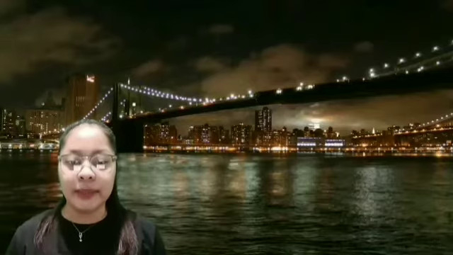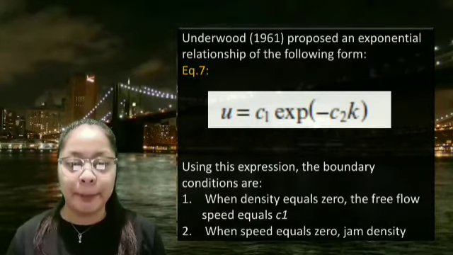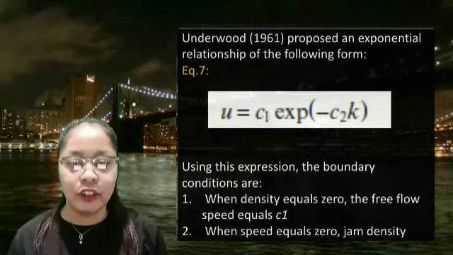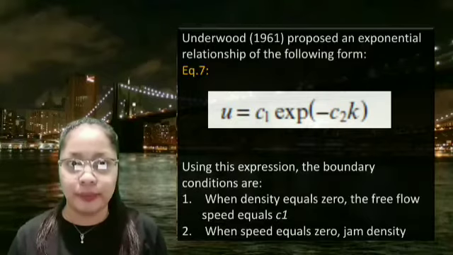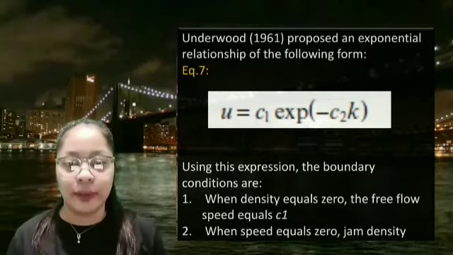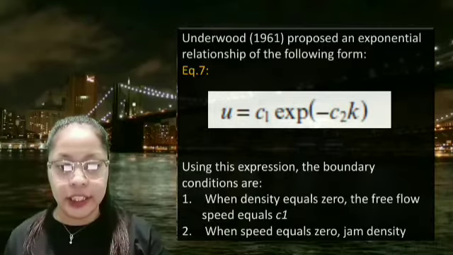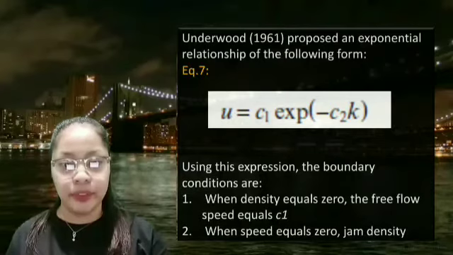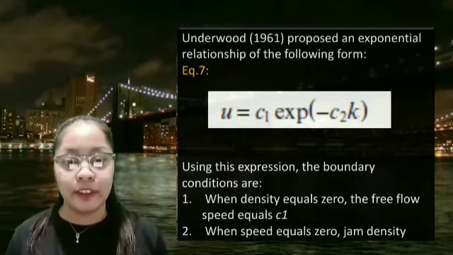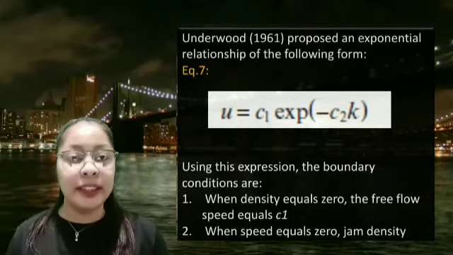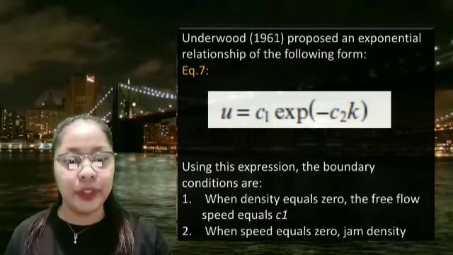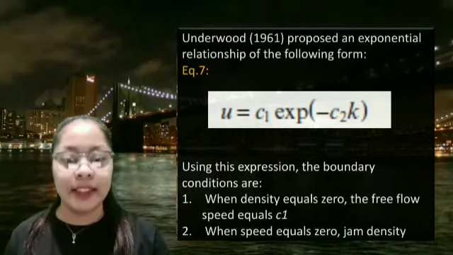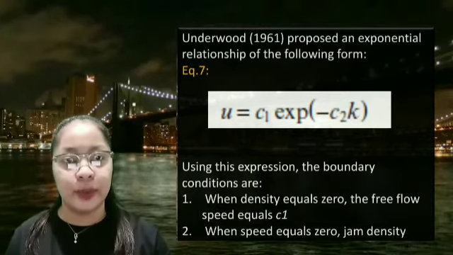So, meron ding ibang researchers, si Pipes and Greenberg, na nag-observe ng nonlinear behavior at each extreme of the speed-density relationship. Unlike sa mga nauna na linear siya. So, the equation is u is equal to c1 raised to negative c2 times k. So, using this equation, the boundary conditions are, first, when the density is equal to 0, the free flow speed is equal to c1. And when speed is equal to 0, jam density equals infinity.